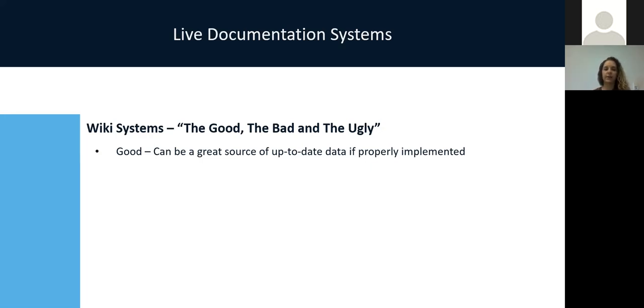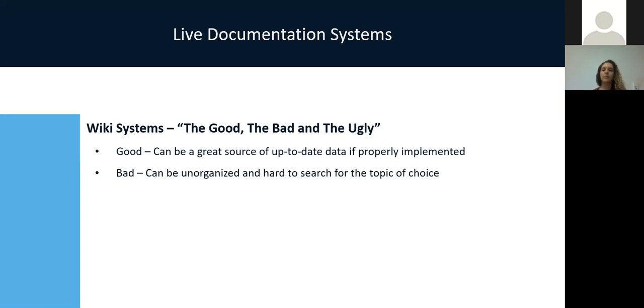And that brings us to the bad. The bad is it can be unorganized and hard to search for these topics of choice. If an engineer tries to search for a topic and it's not readily available or easy to find, they're going to give up. They're not going to use the wiki system that you've created.